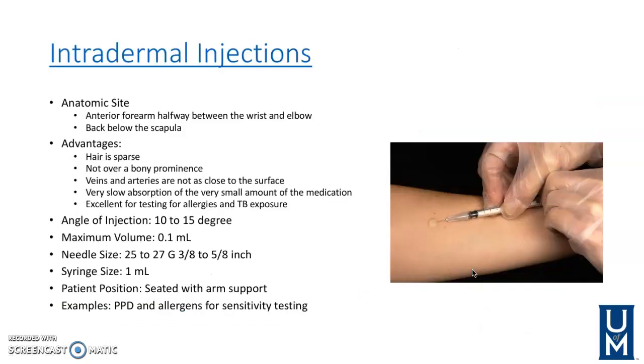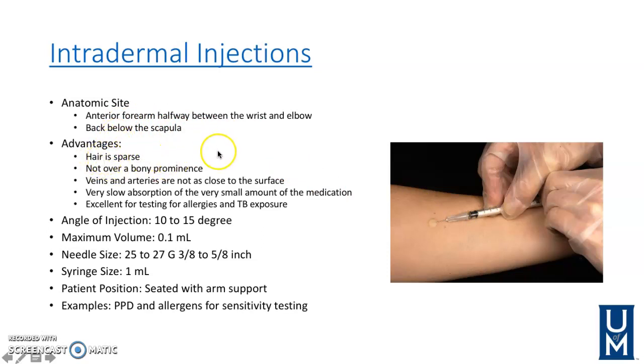Let's talk about intradermal injections for just a minute. So remember, we're going to be doing intradermal injections for things like our tuberculin skin test, which we've already talked about, or for allergy testing. So the anatomic sites, this is where they're going to be administered, is the anterior forearm, halfway between the wrist and the elbow, which you can see here, or on the back below the scapula, so below your shoulder blades.